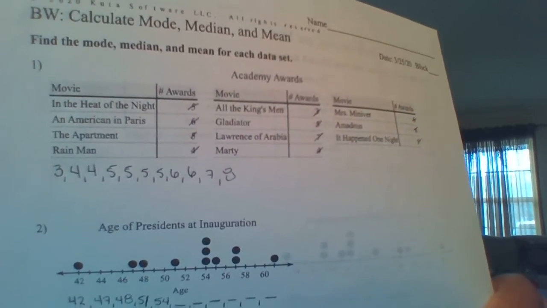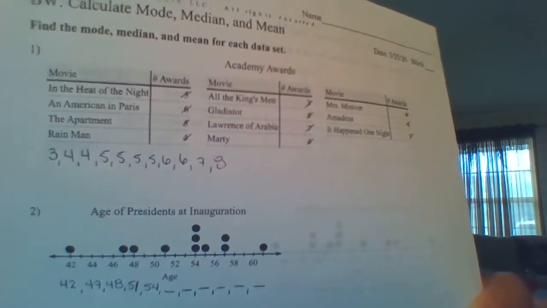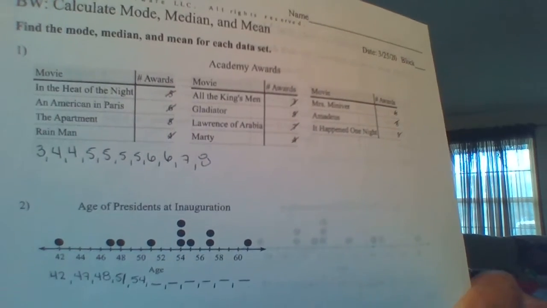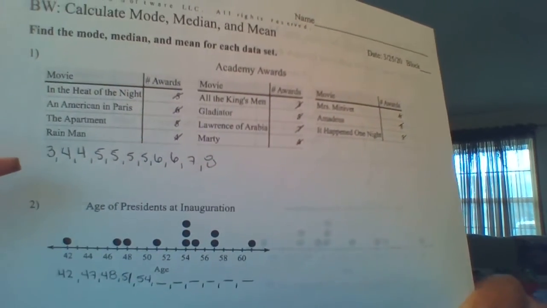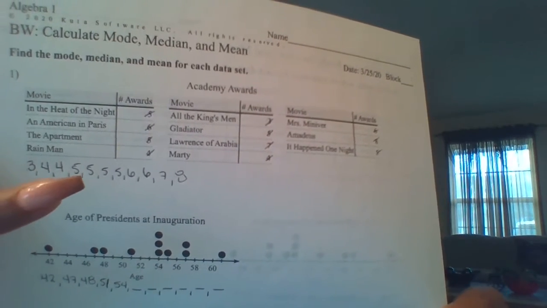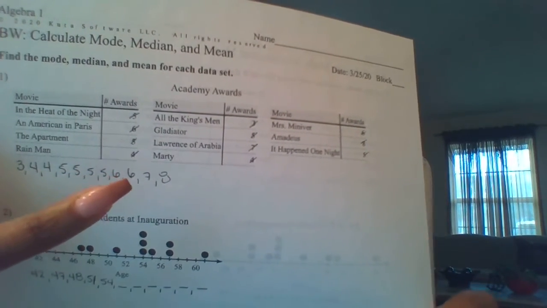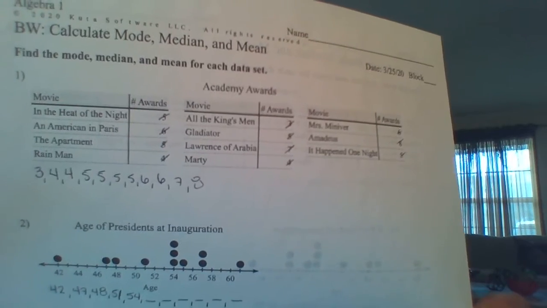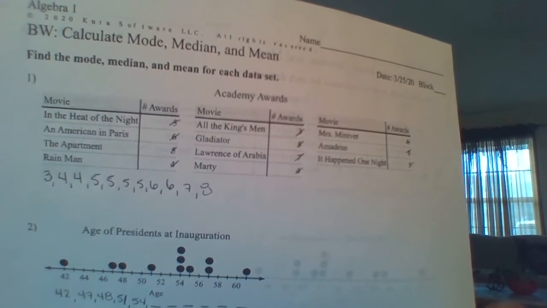When you're given a data set, you want to start by putting the values in order from least to greatest if they're not given to you in that way. So I went ahead and did that already. We saw 1 3, 2 4s, 4 5s, 2 6s, a 7, and an 8. Again, always start by putting the data values in order from least to greatest.